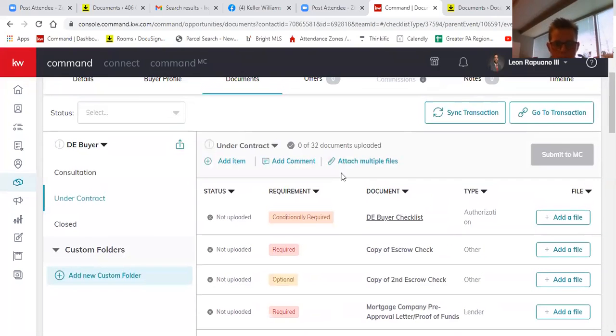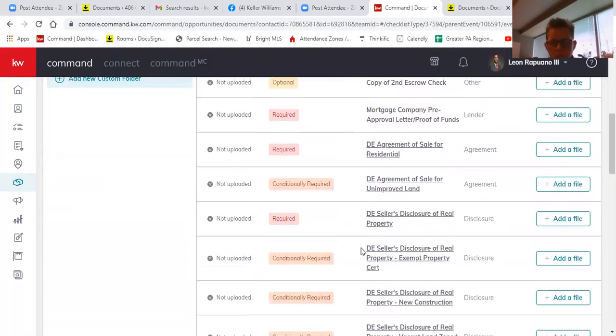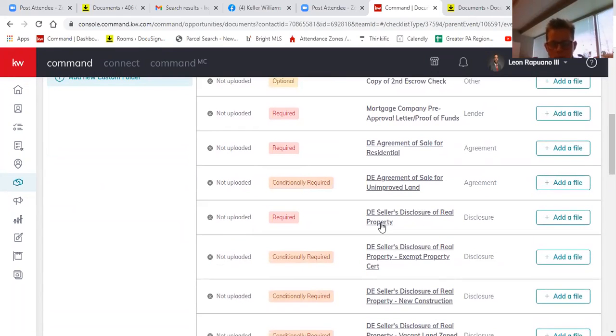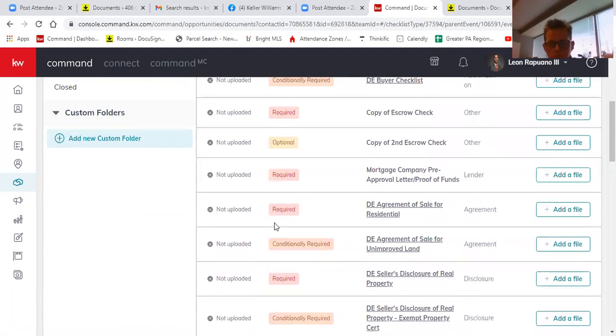Where it can get a little confusing is more on the listing side, I feel like personally, because you have the seller's disclosure. When you're doing your listing opportunity, in the first section, you put your seller's disclosure that is signed only by the seller. That's under your consultation phase for a listing. For your under contract, you're going to put the seller's disclosure in here again, but you're putting the one that's signed by the buyer and the seller. So you have two versions put in two different places in here.